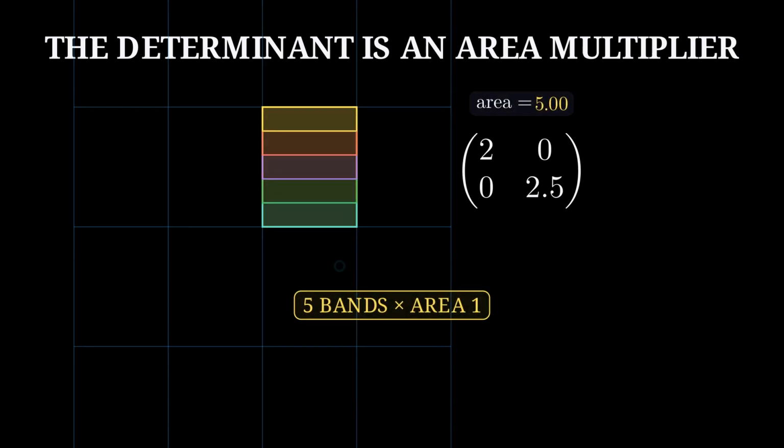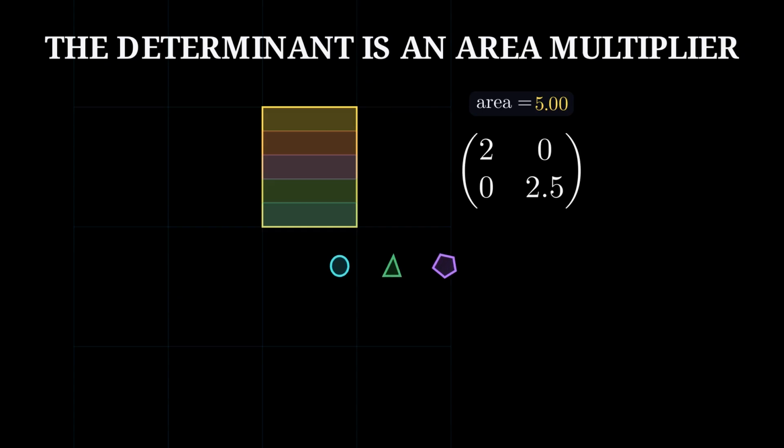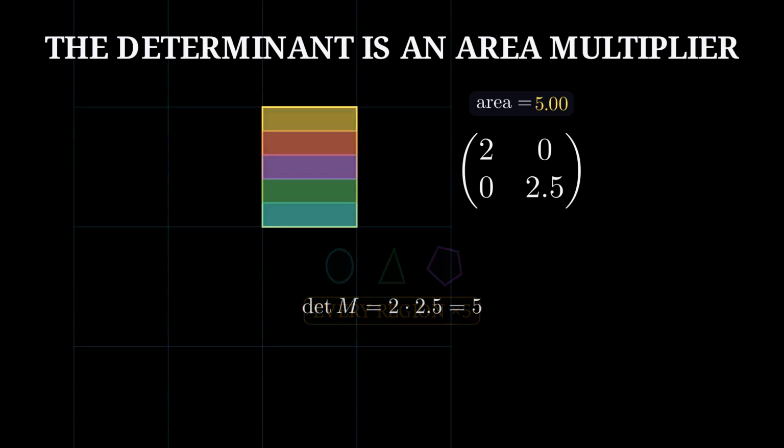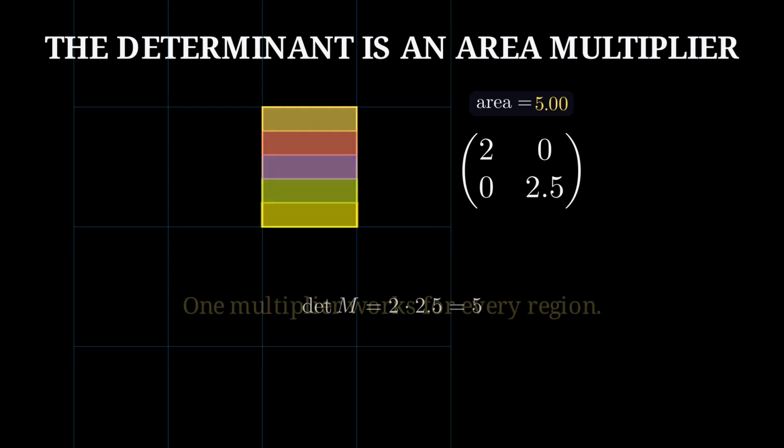A tiny circle, a triangle, or a complicated blob would all scale by exactly the same factor. For this 2 by 2 matrix, that factor is the determinant. 2 times 2.5, which is 5. That is the geometric meaning hiding inside the formula. The determinant is the plane's universal area multiplier.